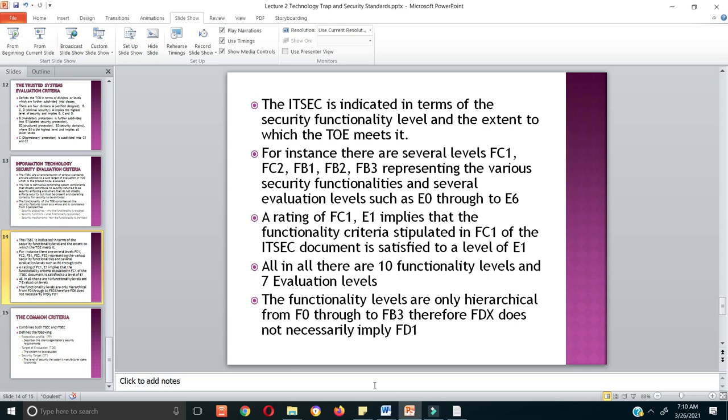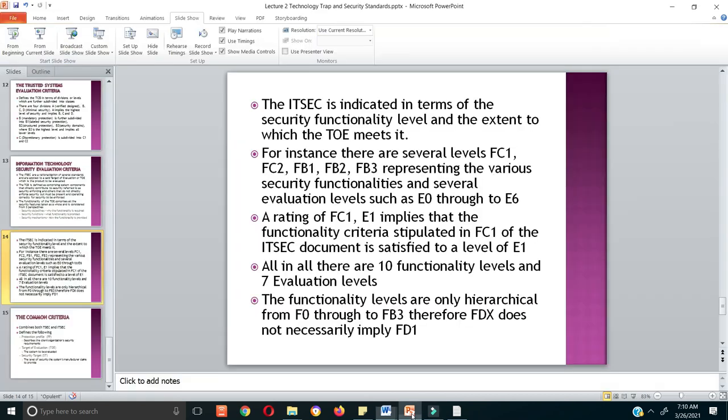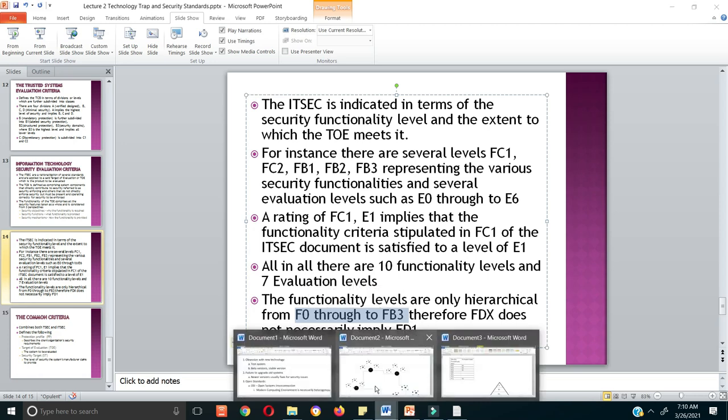Then the other difference is that this is not completely hierarchical. From F0 to FB3, the system is hierarchical. But beyond FB3, you find that the rating is no longer hierarchical.